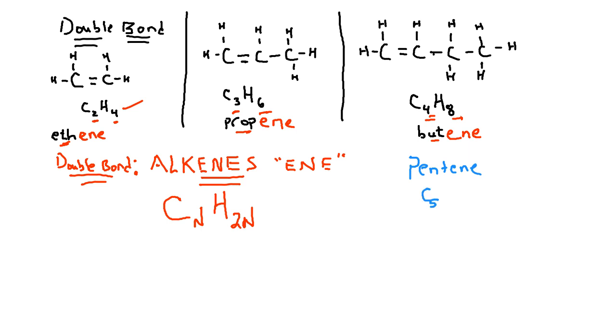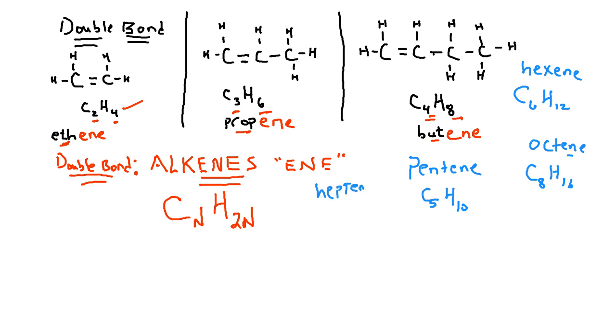If I want the formula for octene, well, 8 is oct, and then ene means you take 2 times that, H16, right? Hexene, right? Hex is 6, and 2 times that is 12, right? Heptene is C7, H14. Wow, that wasn't so bad, the double bonds. I'm gonna show you that naming double bonds and triple bonds is actually very, very easy. You'll see what I mean in a second.